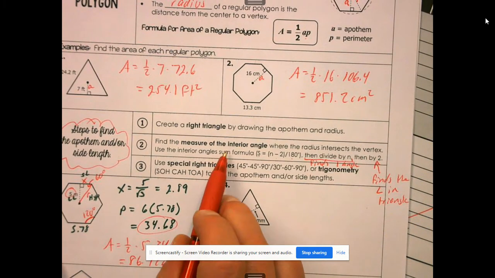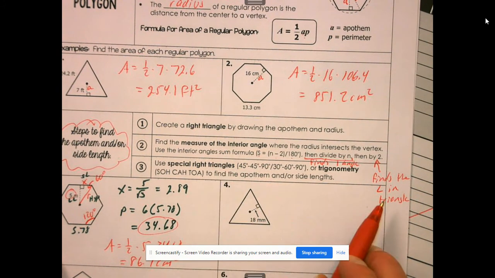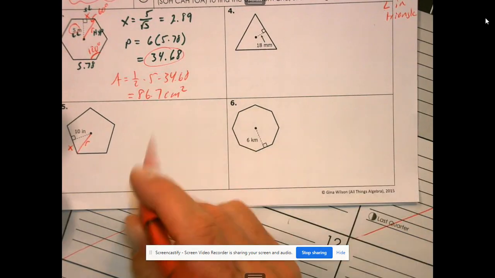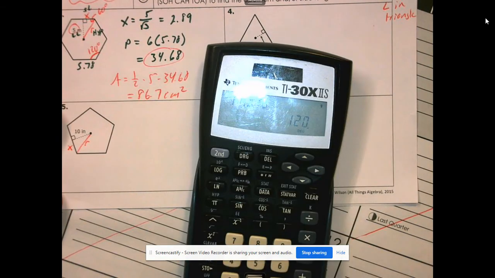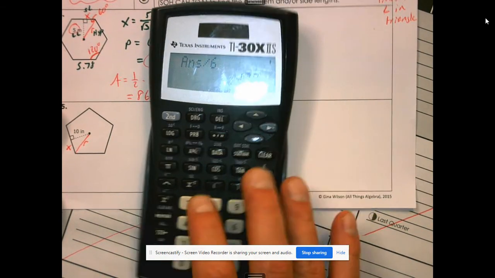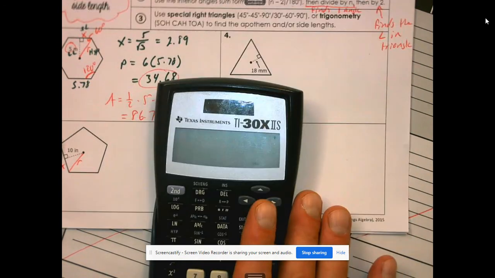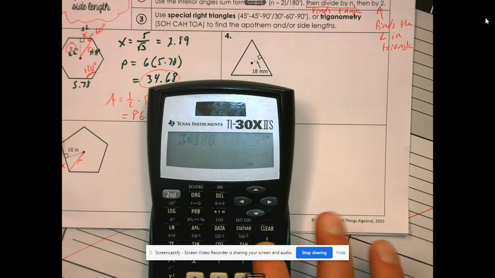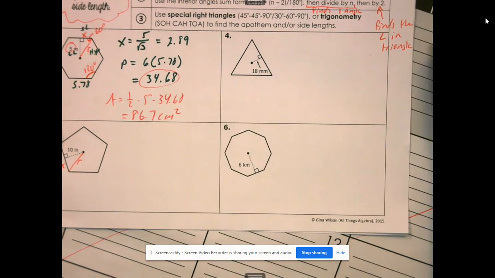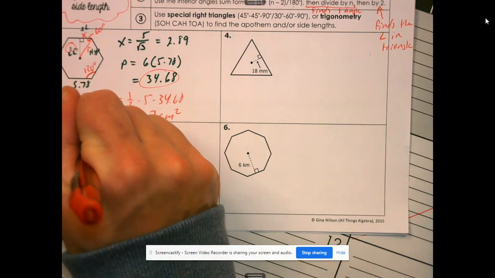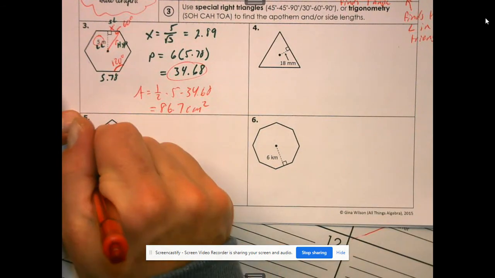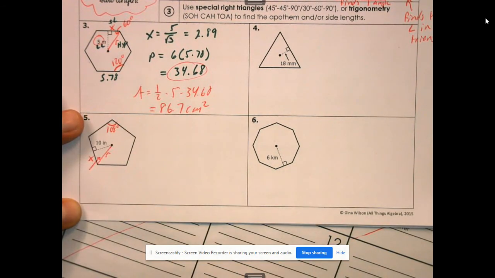Step 2, find the inside angle. Then we've got to cut it in half to get the angle inside of the triangle. So this is a pentagon. For pentagons, we have 5 sides. Subtract 2, which gives us 3. So 3 times 180, divide by the sides, which is 5. So one of the inside angles is 108. Then we have to cut that in half to get the angle on the inside. Half of 108 is 54.